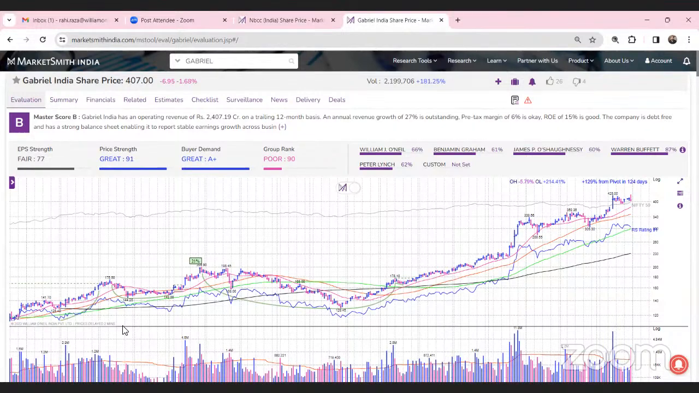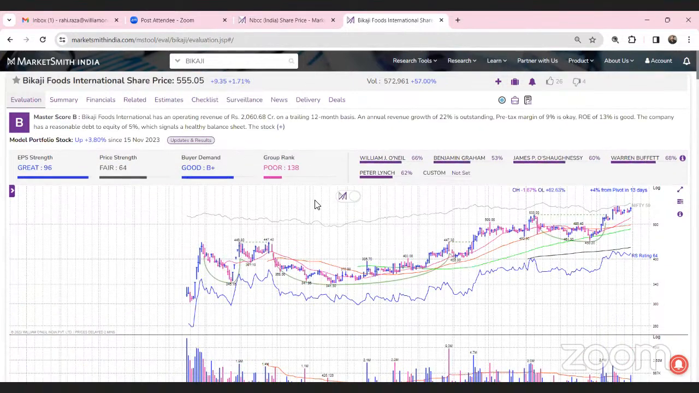Next is Bikaji. Breakout has taken place.